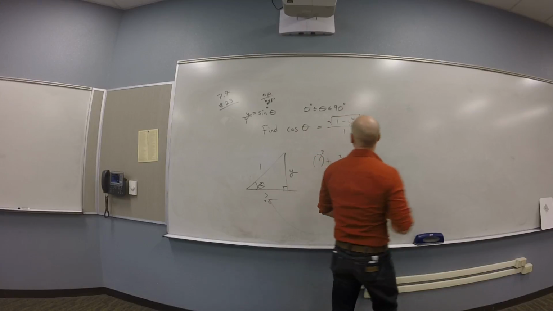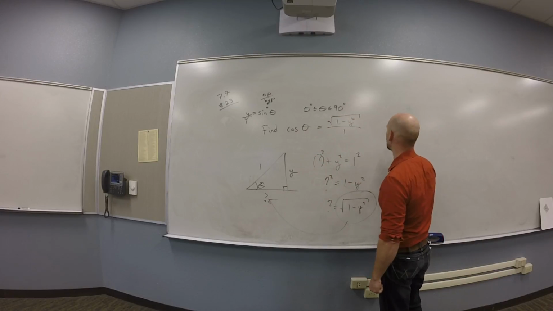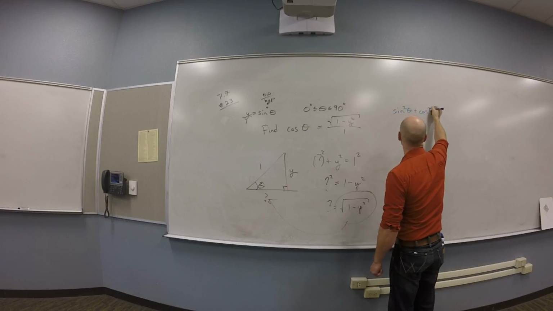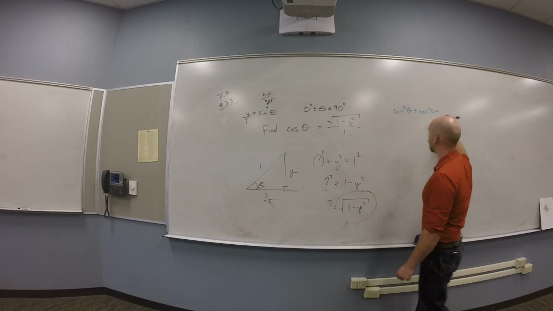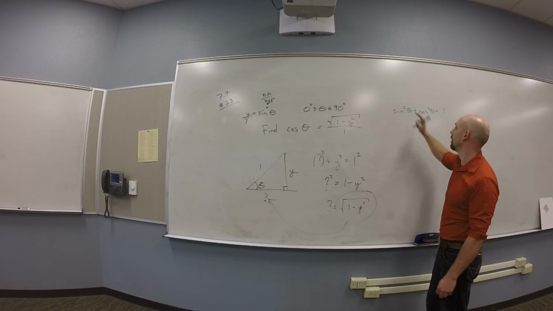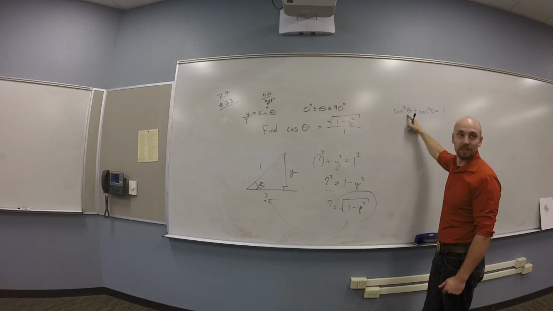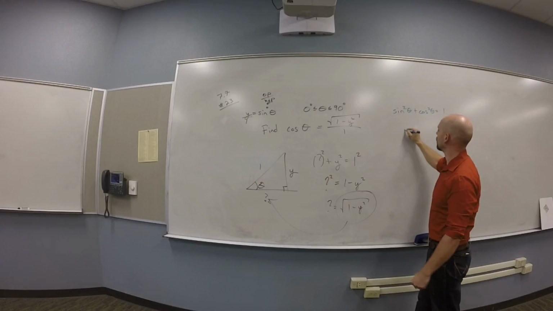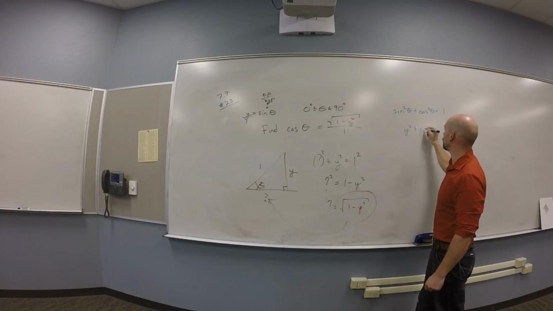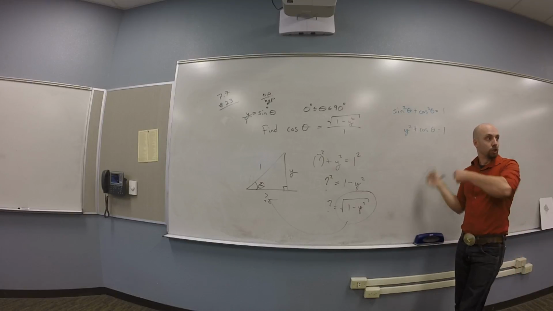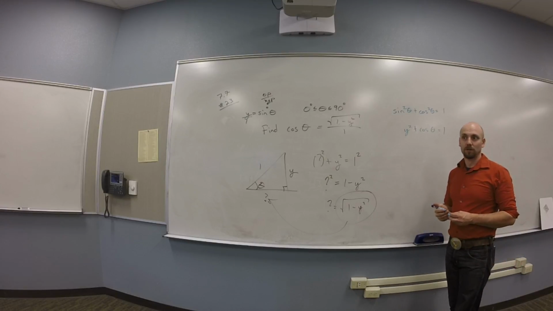So the Pythagorean identity approach would look like this: I know sine squared of theta plus cosine squared of theta is 1. That's the Pythagorean identity. And you know what sine is, they told you sine was y. So y squared plus cosine squared theta is 1. Then you can shift and square root. That'll give you the same thing. Is everybody cool with that?